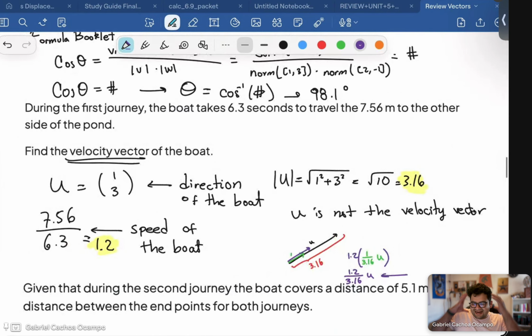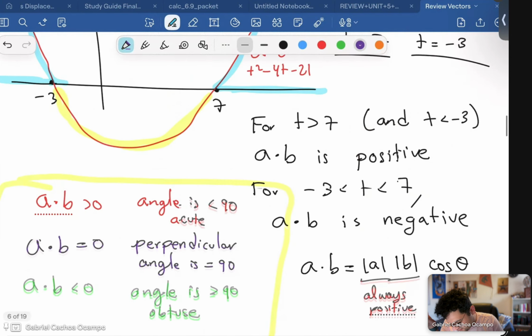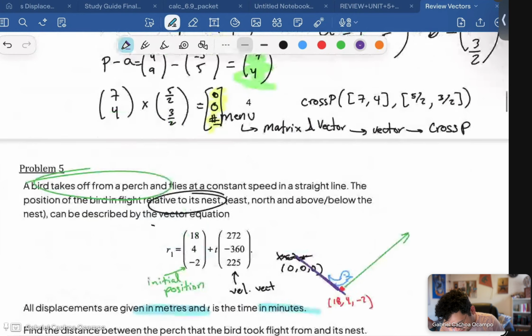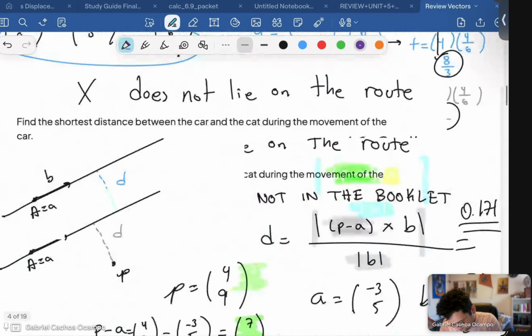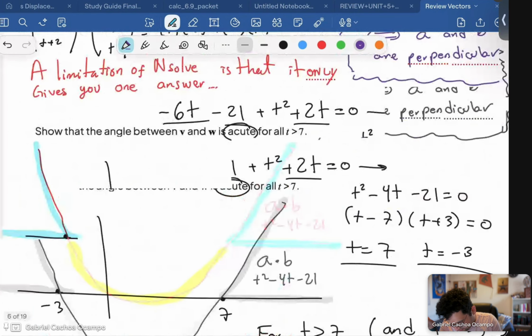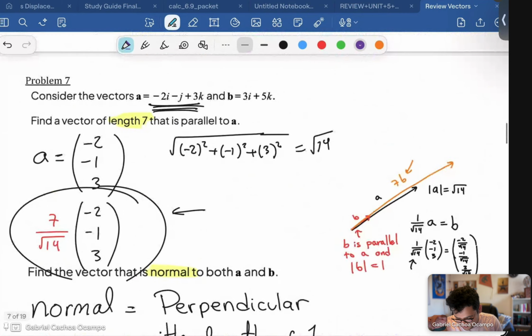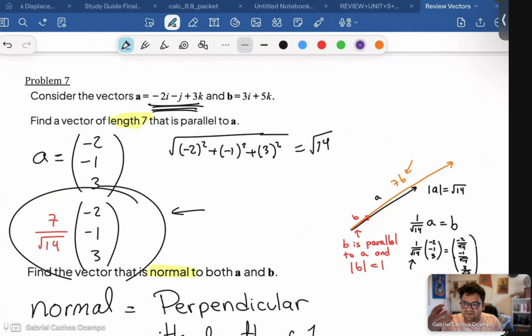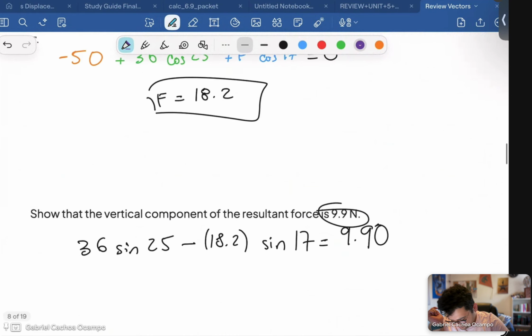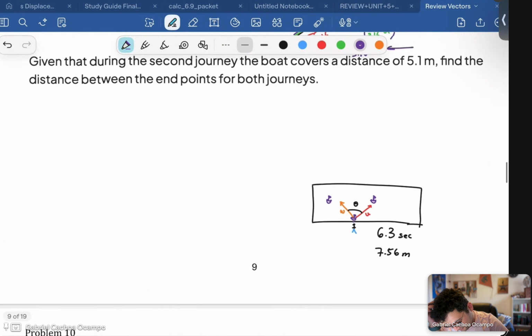An idea that I want you to have in your mind is that I can ask you for a parallel vector with a specific length, like in problem 7. If I want a vector to have a specific length, I divide by the current length and multiply by the new length. You know something? I'm going to write that down.